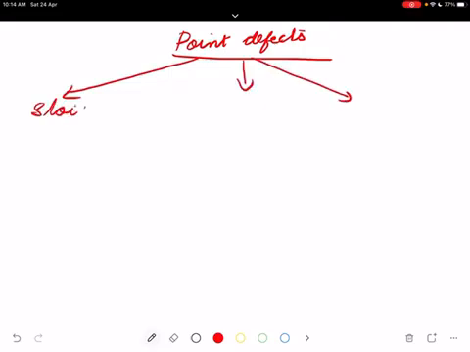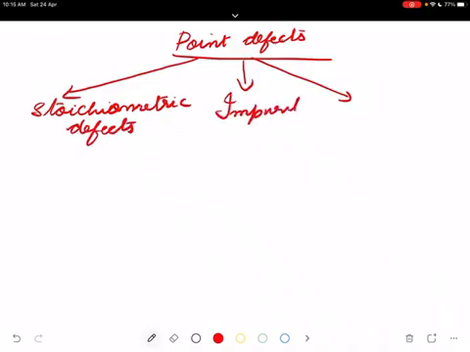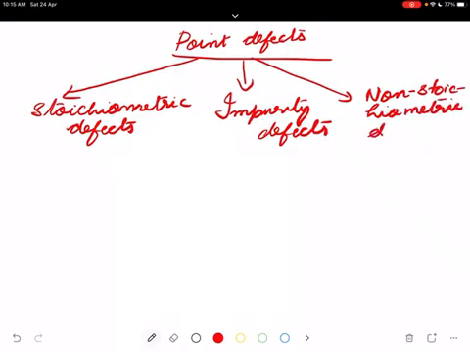Stoichiometric defects, impurity defects, and non-stoichiometric defects.